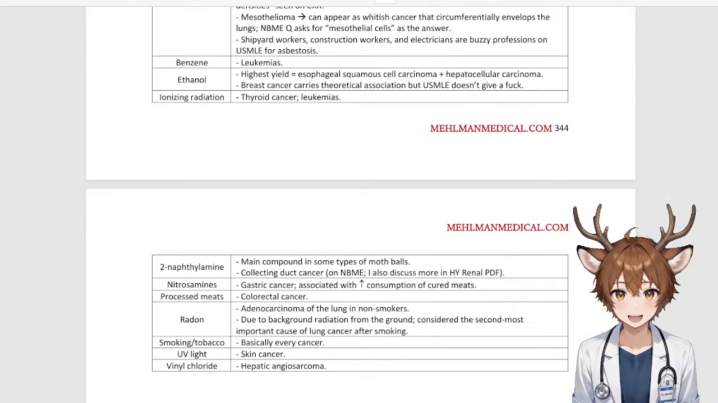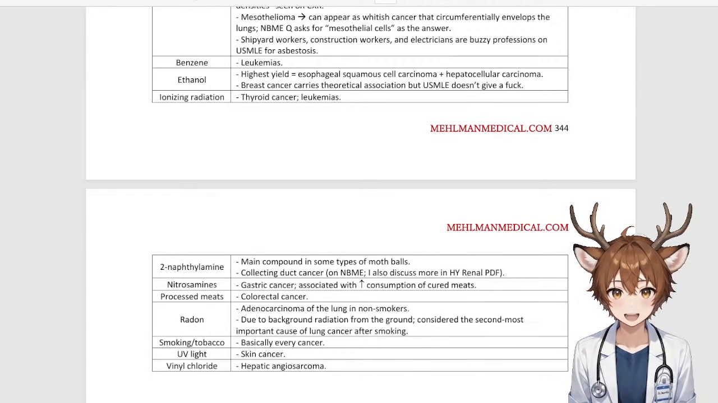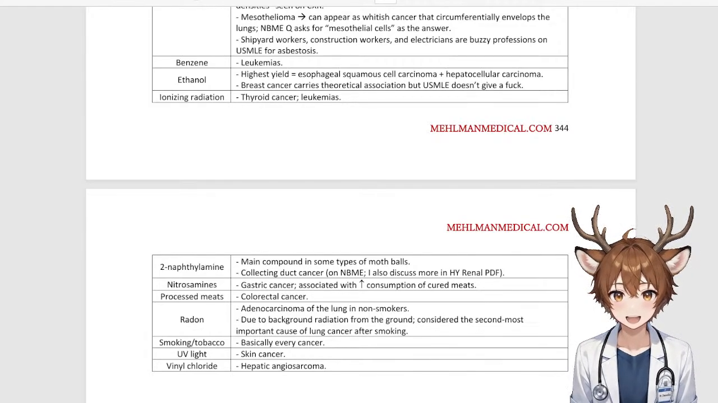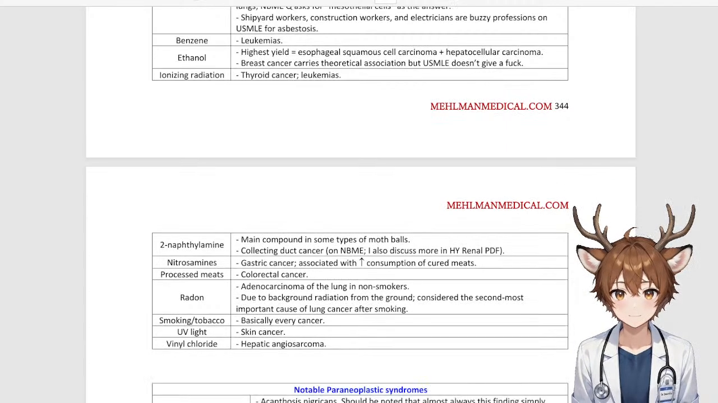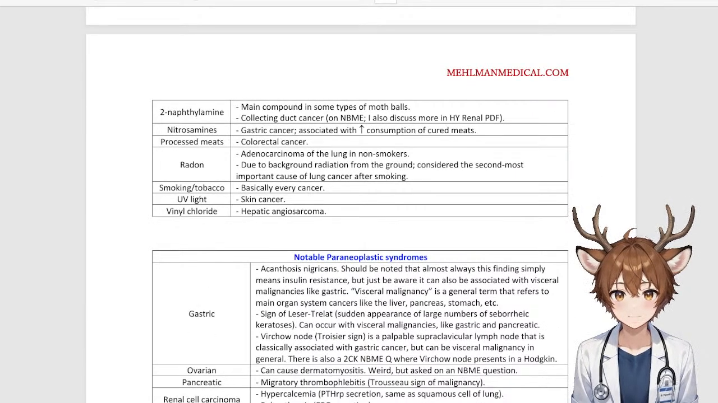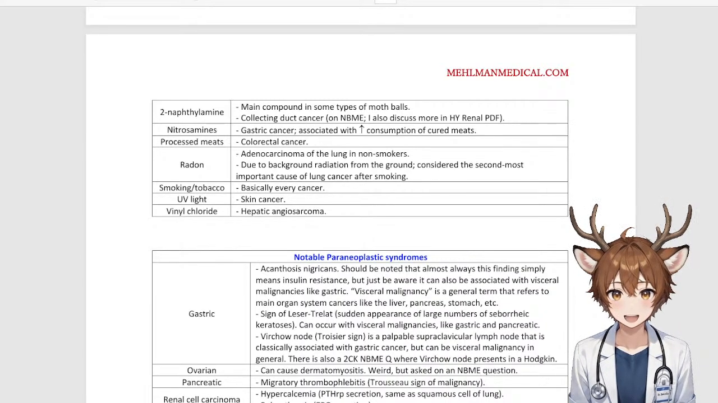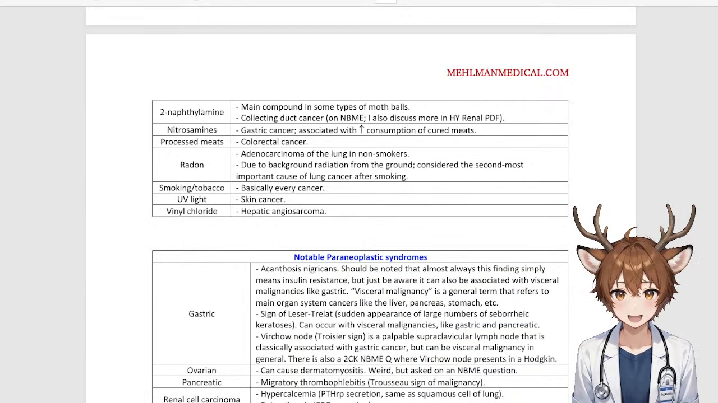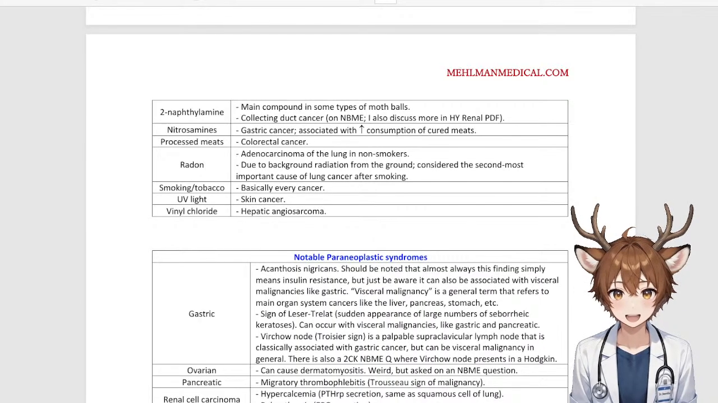I also discuss this more in the high yield renal PDF. Nitrosamines, gastric cancer associated with elevated consumption of cured meats. It's kind of like smoked meats, basically, as far as I'm aware. Processed meats, colorectal cancer. Radon, adenocarcinoma of the lung in non-smokers, due to background radiation from the ground, considered a second most important cause of lung cancer after smoking.